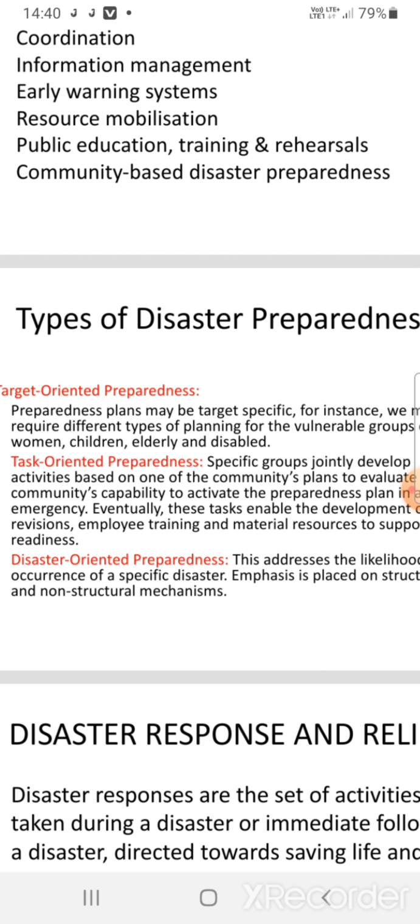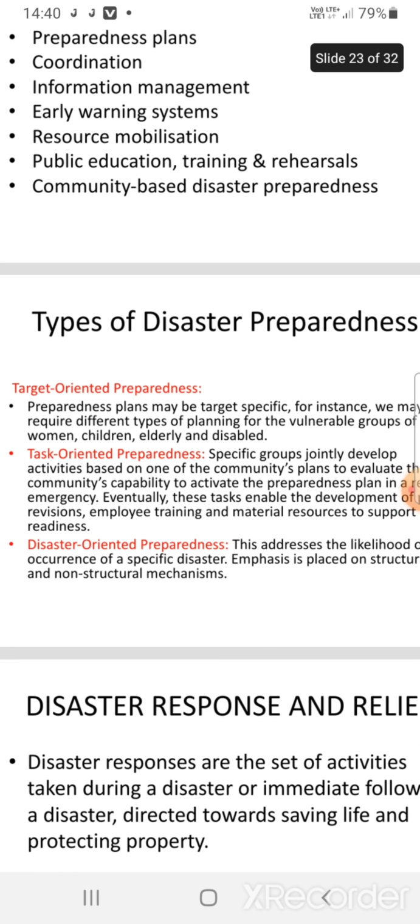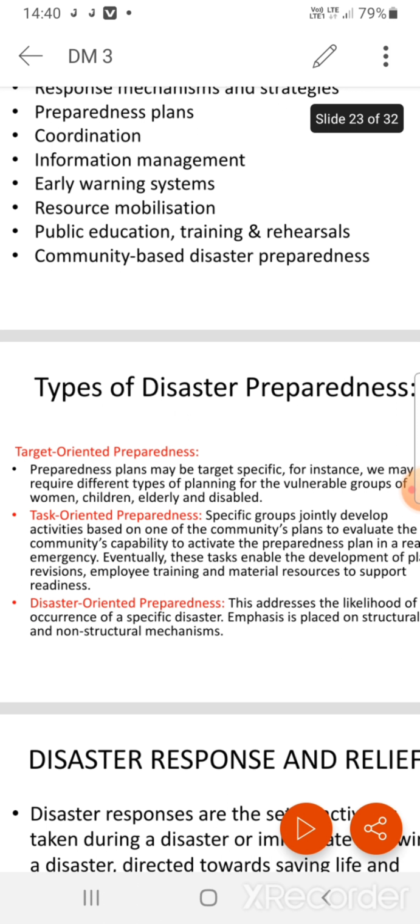Now, types of disaster preparedness. Now, disaster preparedness involves target-oriented preparedness. Now, it also includes task-oriented preparedness. It also includes disaster-oriented preparedness. So there are three kinds of disaster preparedness. You can prepare for a disaster in three major ways. First one is target-oriented preparedness.